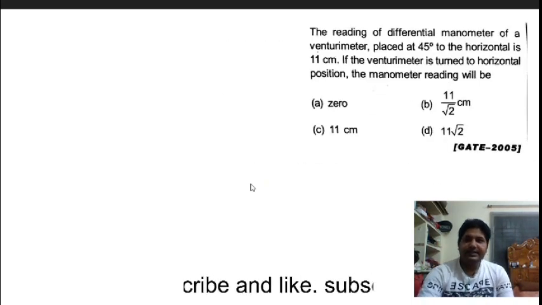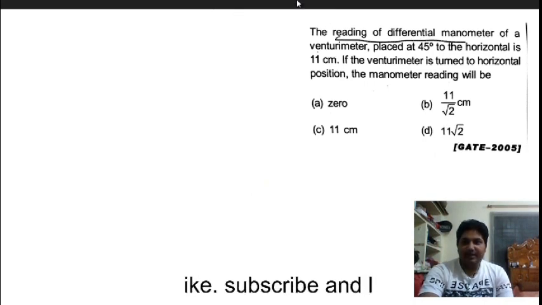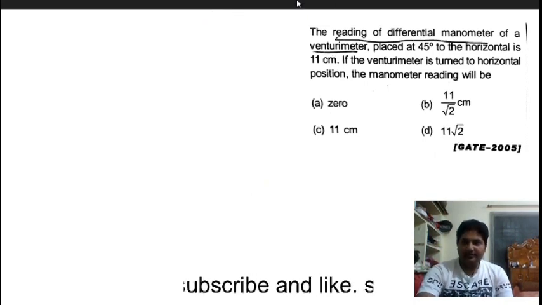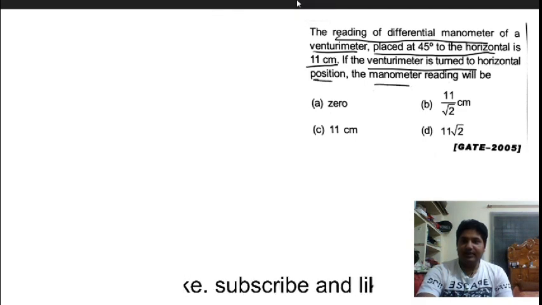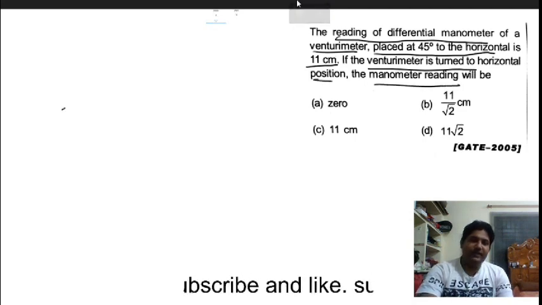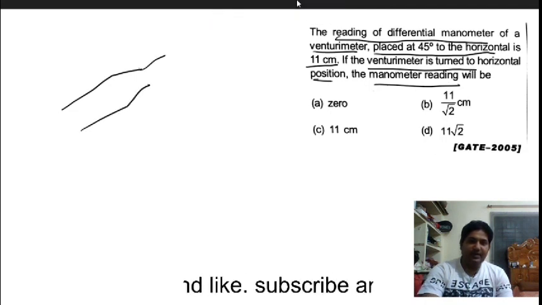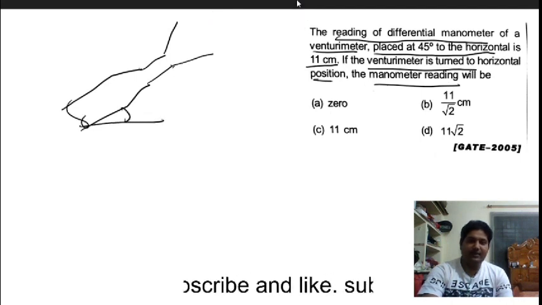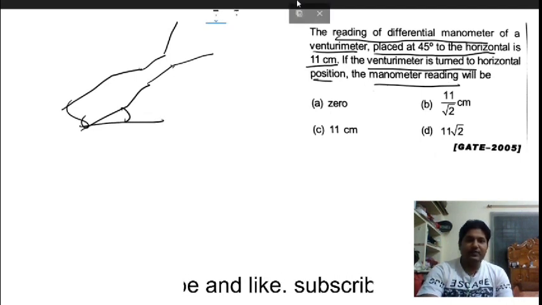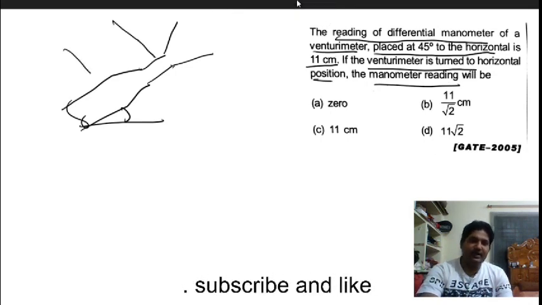Now the reading of a differential manometer of a venturimeter placed at 45 degrees to the horizontal is 11 cm. If the venturimeter is turned to the horizontal position, will the manometer reading be higher? Suppose the venturimeter is at 45 degrees like this, and a manometer is connected at this point.